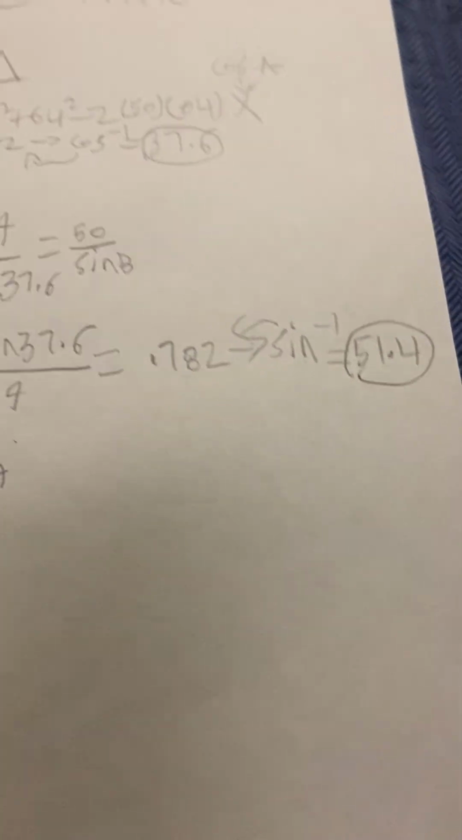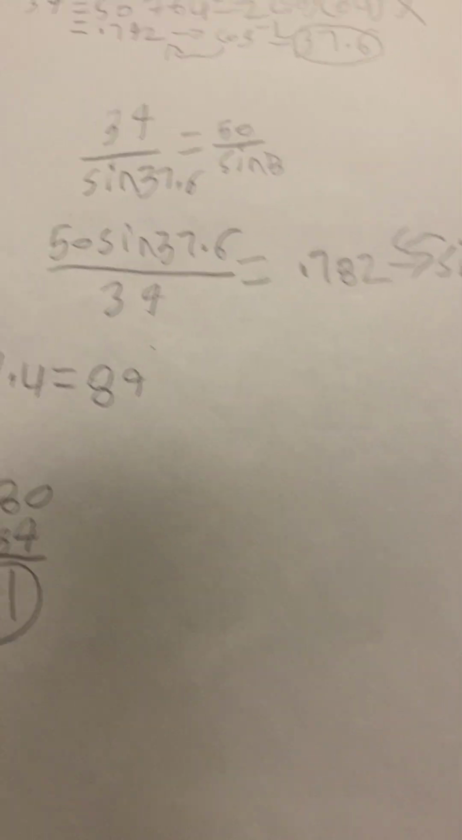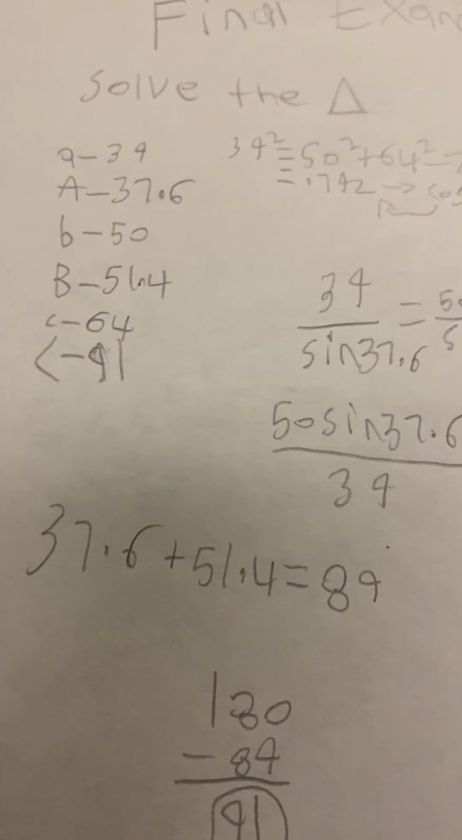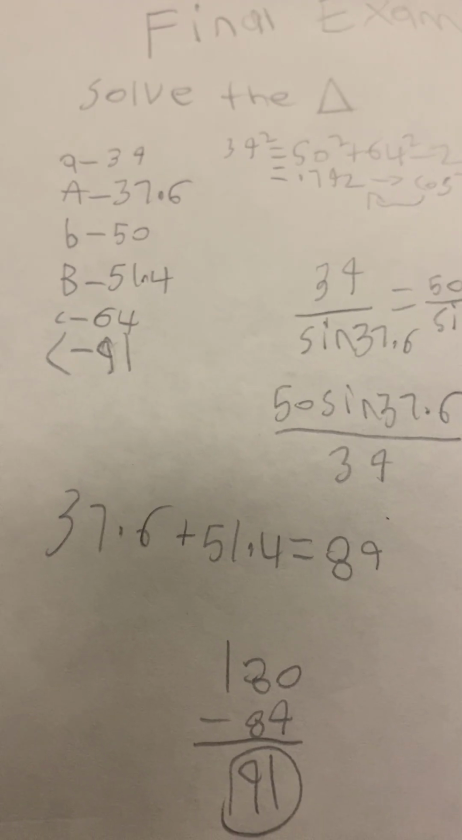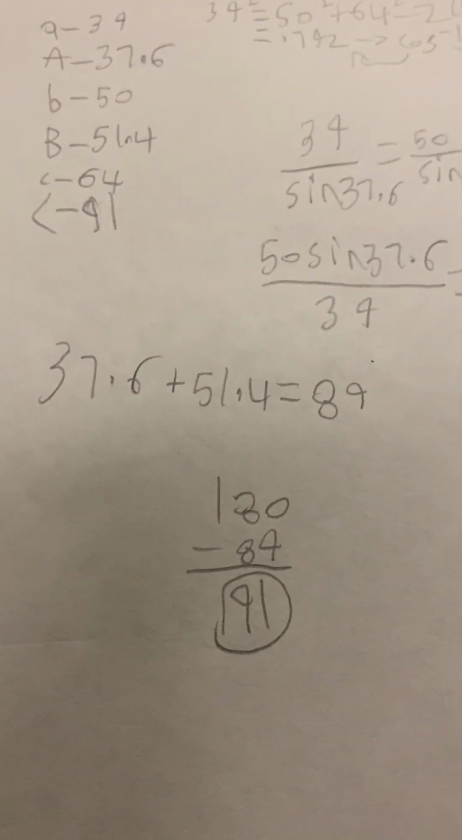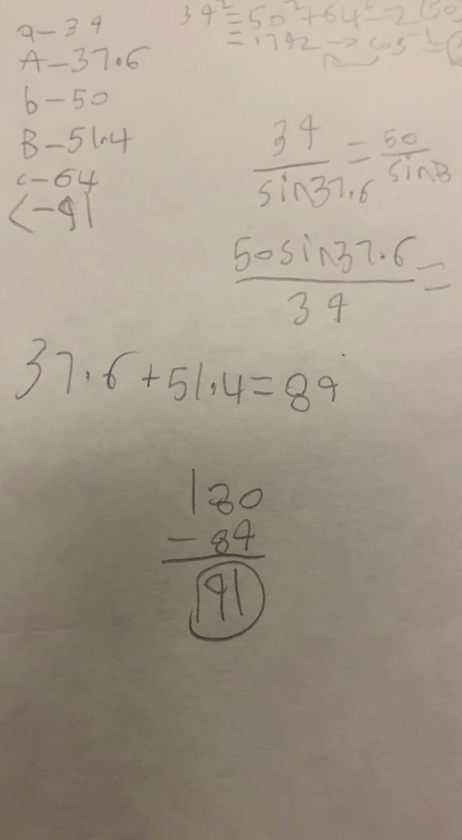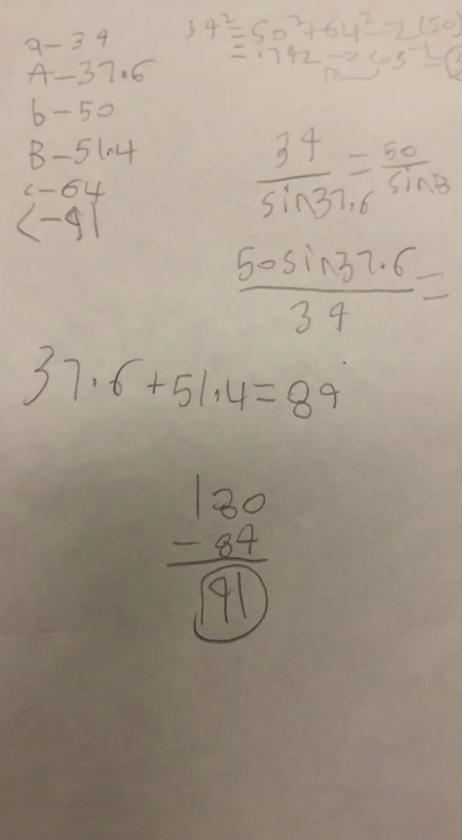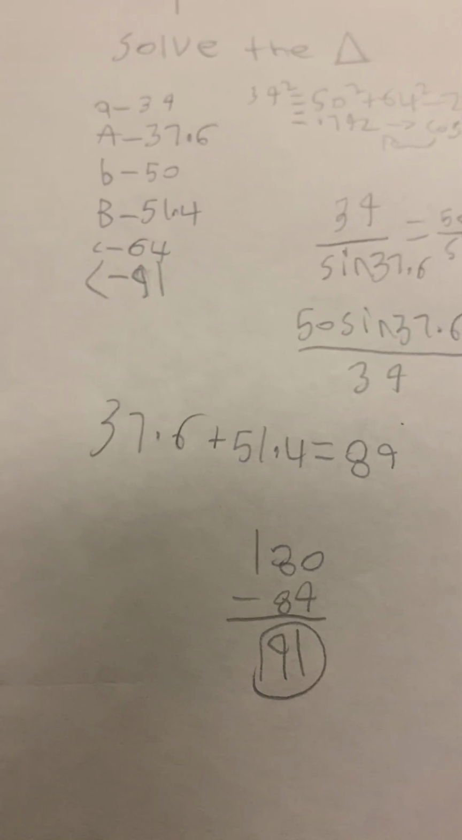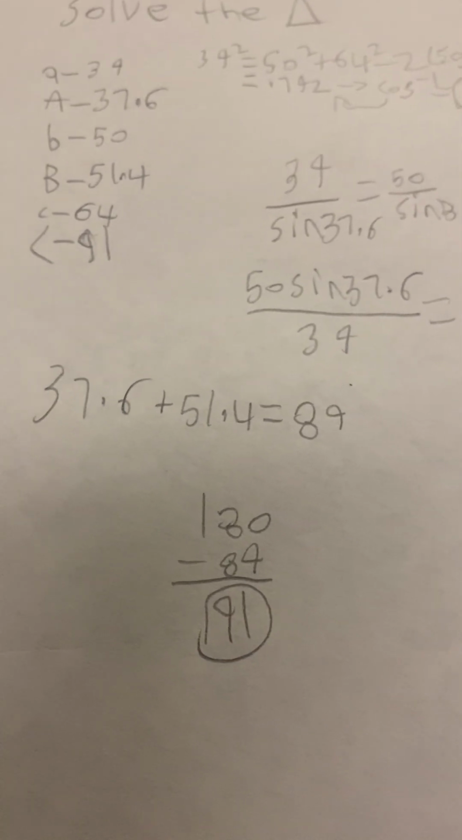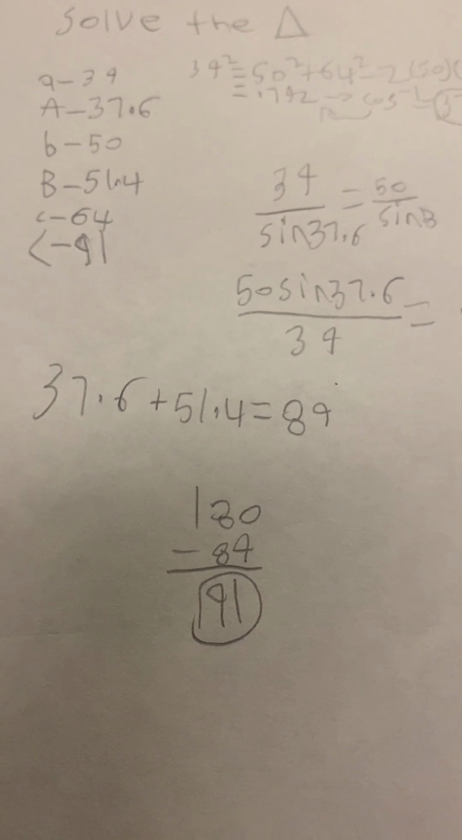Now, I don't want to do all that again. So, since you have both of your big angles, both A and B, you can use the angle addition postulate, which is this. So, 37.6 plus 51.4 equals 89. Then you take that result and subtract it from 180, which gives 91. That's how you solve the problem. That was the laws of sines and cosines, quick and easy.